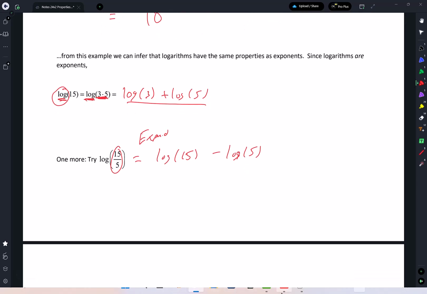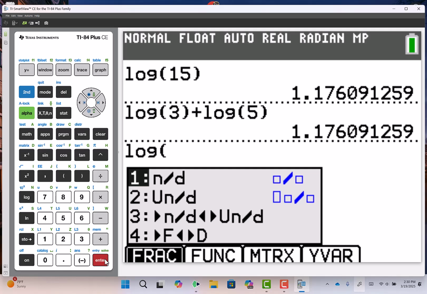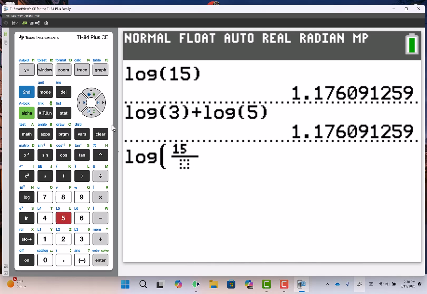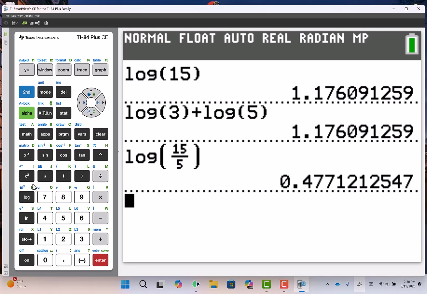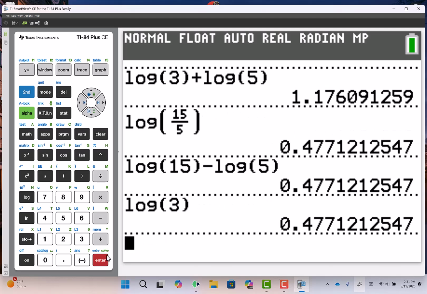So check it out. Let me show it like this. I know 15 over 5 is 3, but I just want to show you this instead of just typing log 3. So there it is. And now look, I'm going to type log 15 minus log 5. Do you see what's up? Of course, if you just type log 3, you get the same thing because 15 over 5 is 3.